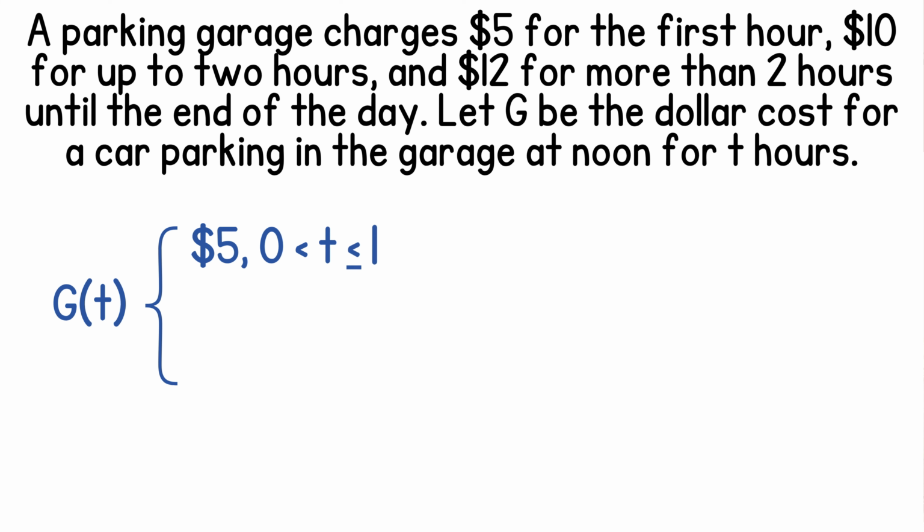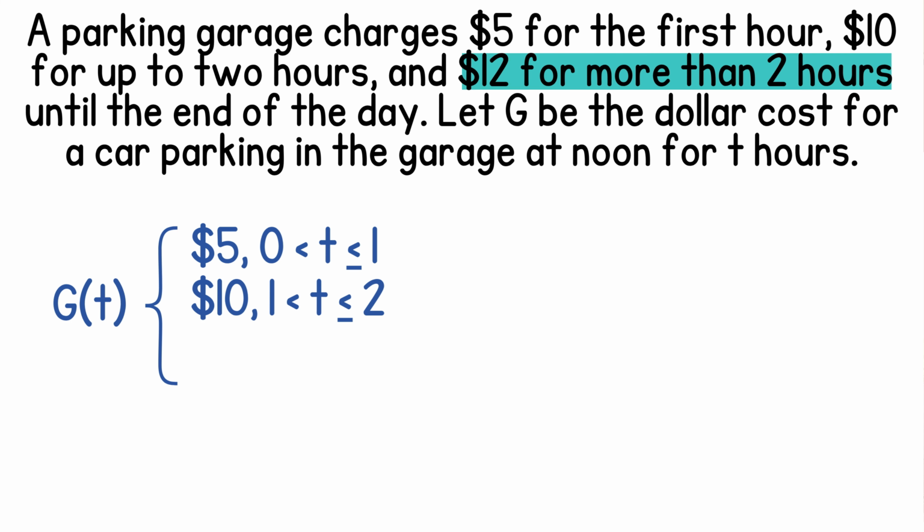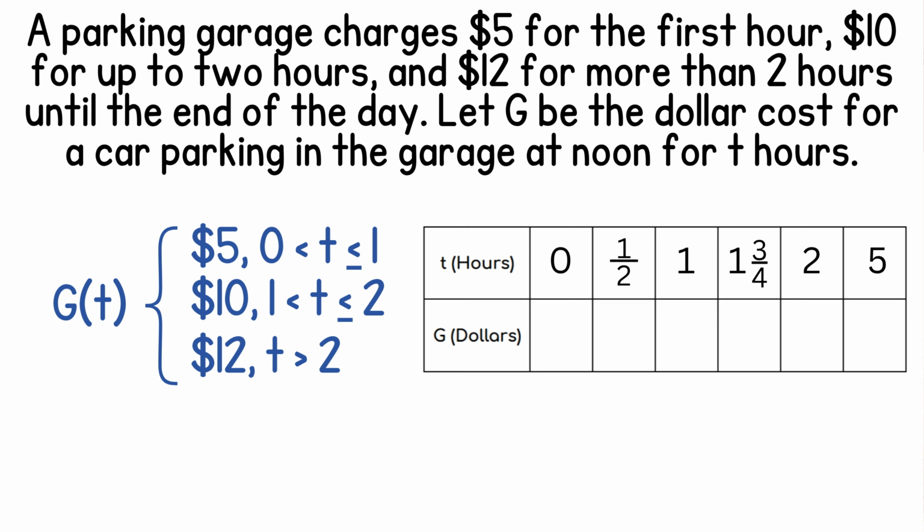So we can represent this as $5 for all T values between 0 and 1. We know that they charge $10 for up to 2 hours. So we can write this as $10 for all values between 1 and 2. And then it'll be $12 for anything more than 2 hours. So we'll write this as $12 for any time over 2. Now that we have a function, we're going to use this to fill out the table.